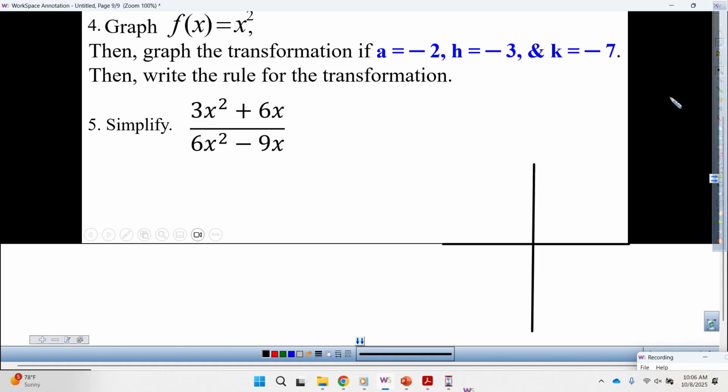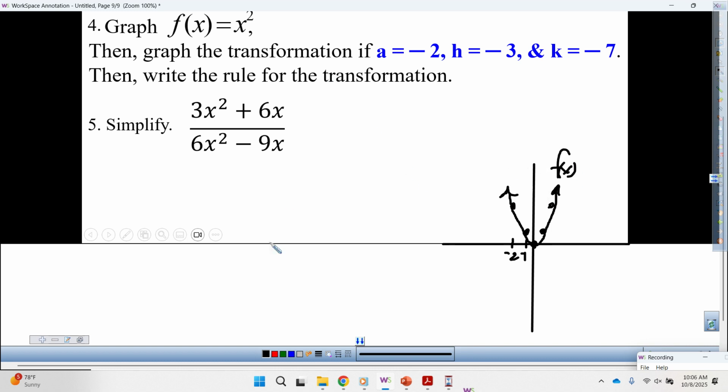Let's go with Gloria. What are our 5 points for f of x equals x squared? Negative 1, 1, 0. What else? 1, 1. 2, 4, and negative 2, 4. That is correct. So those are my original 5 points, f of x.